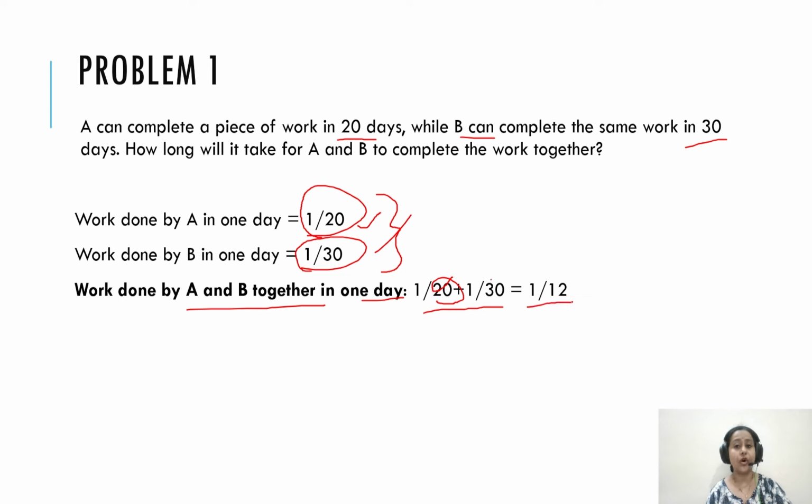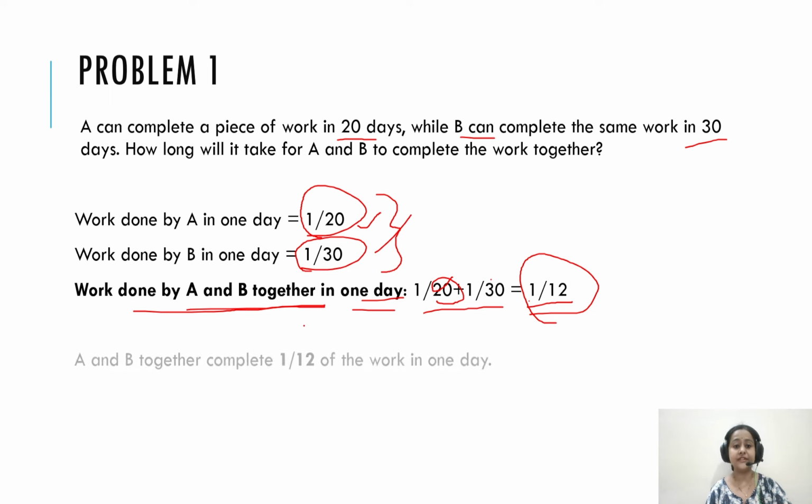So that is the fraction of total work that will be completed in one day if A and B work together. They can complete 1 by 12 of the whole work in one day. Now the question is, if they can complete 1 by 12 of the whole work in one day, how many days will be required to complete the whole work? As I mentioned in our previous lecture, in this case we just take the reciprocal of how much work is completed in one day. So here also we will do the same.